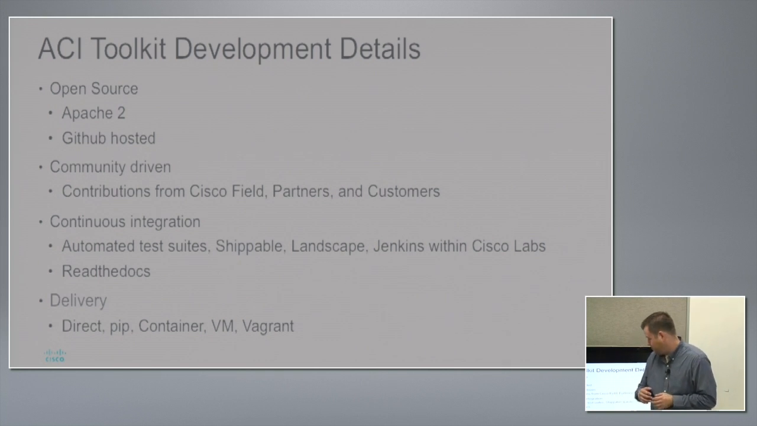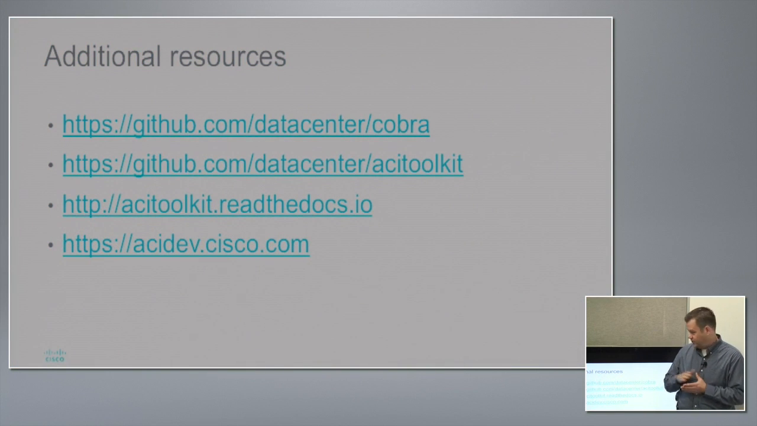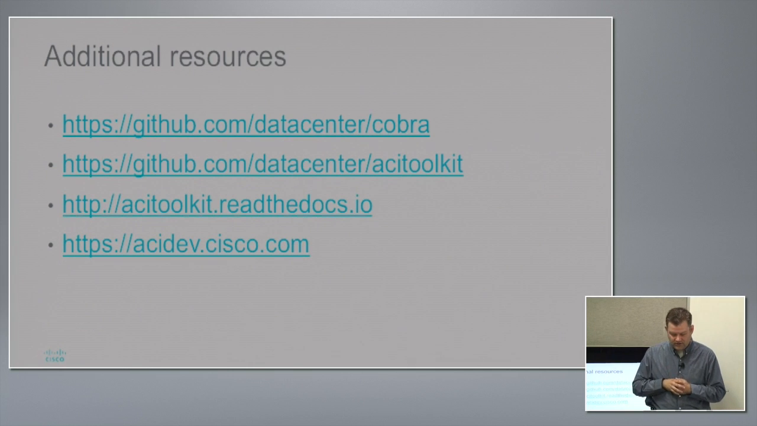And we deliver it pretty much every way you can think of. We have the direct pull through PyPI, through a pip install. We have containers. Docker is built every time somebody checks in some code. We update Docker. We have a VMware VM that self-updates itself when you run a script. And there's a Vagrant install as well. So here are some of the URLs for some of these things.